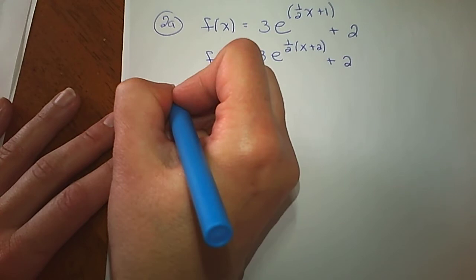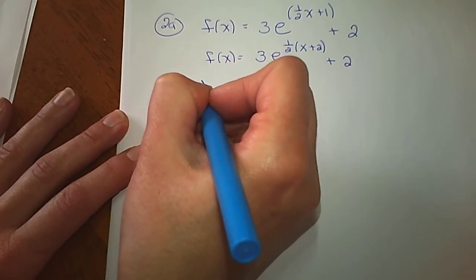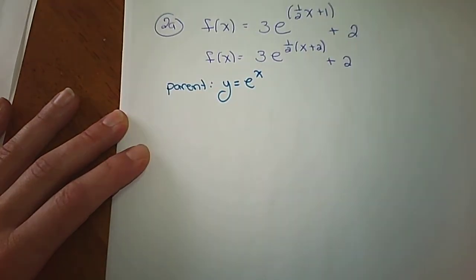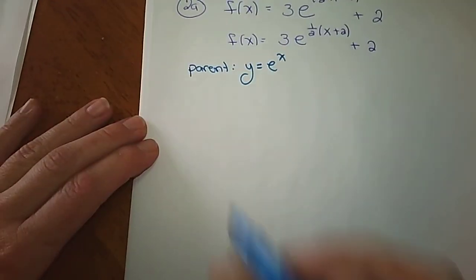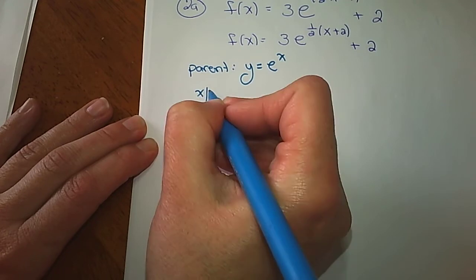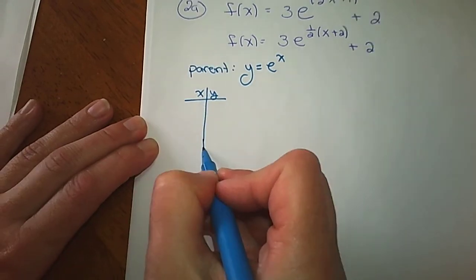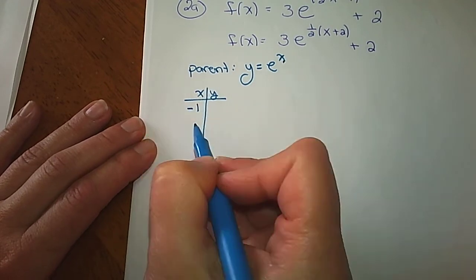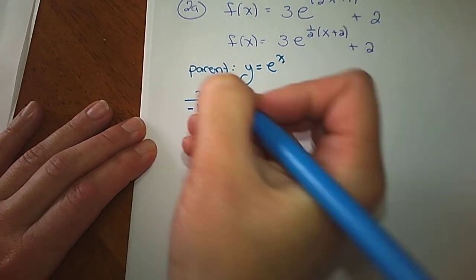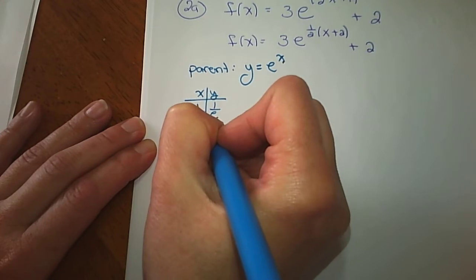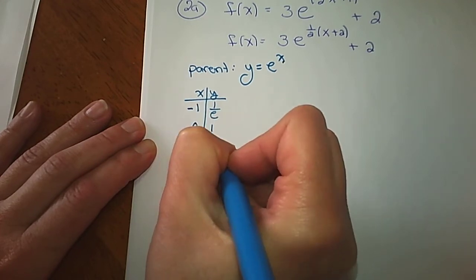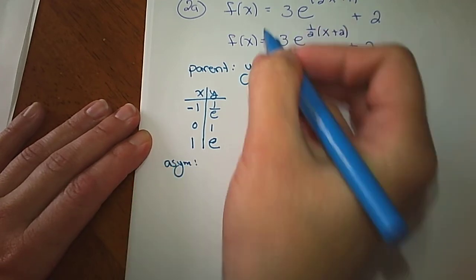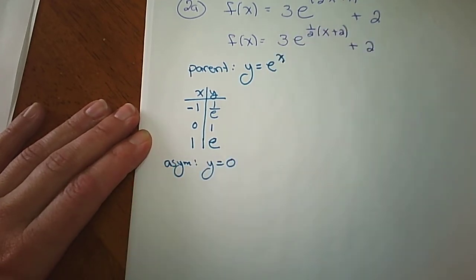Now what I'm going to do is get the parent function. The parent function of this is plain old y equals e to the x. I'm going to make my xy chart of the parent function. I pay attention to what's in the exponent, the x's, so I put my values down the x column. That's 1 over e, 1, and e. And the basic asymptote for all exponentials is y equals 0.